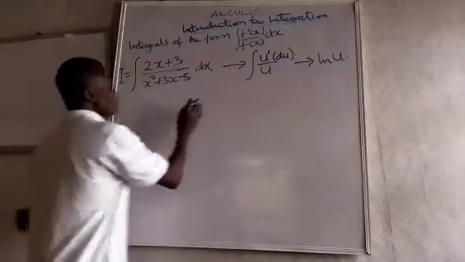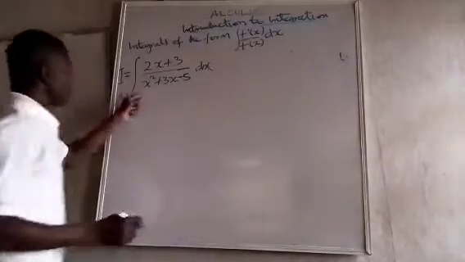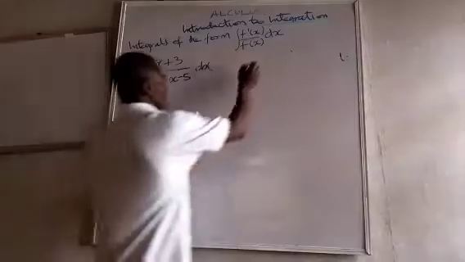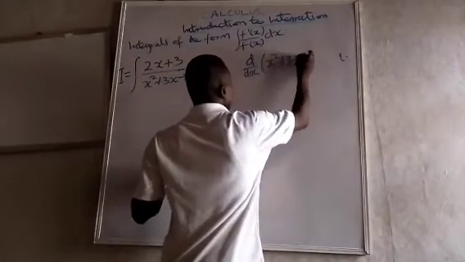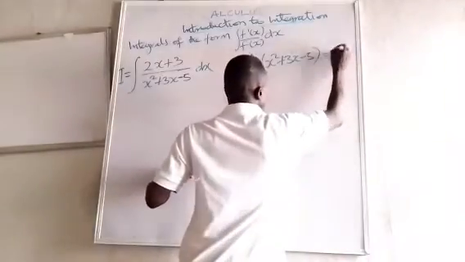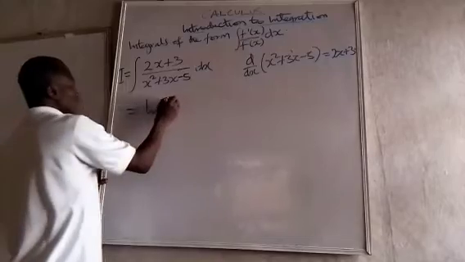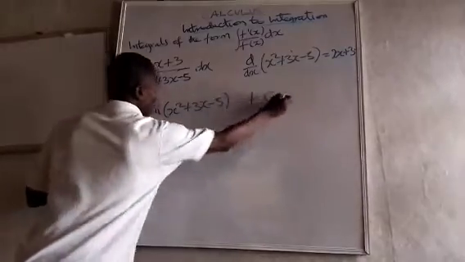This one will give us 2x plus 3. By the time you differentiate this one, d/dx of x squared plus 3x minus 5 is 2x plus 3. So what does this one give us? ln of x squared plus 3x minus 5, plus c. That's how you do this one.